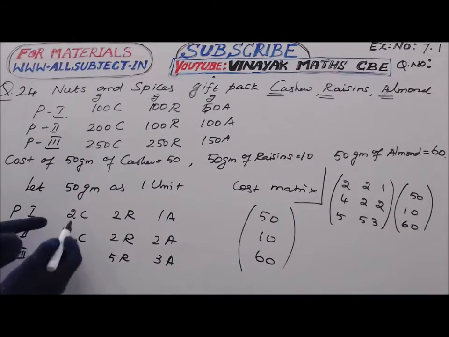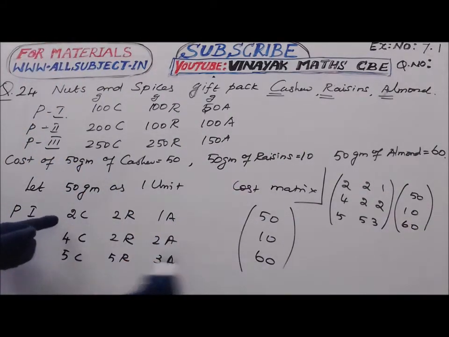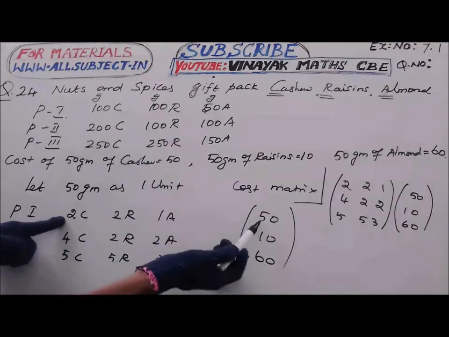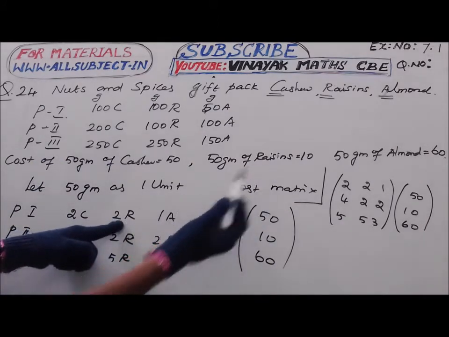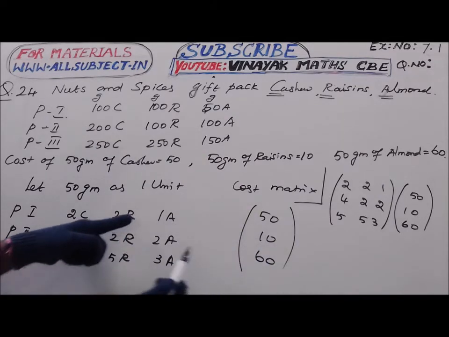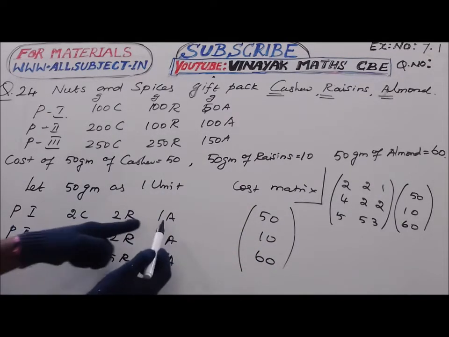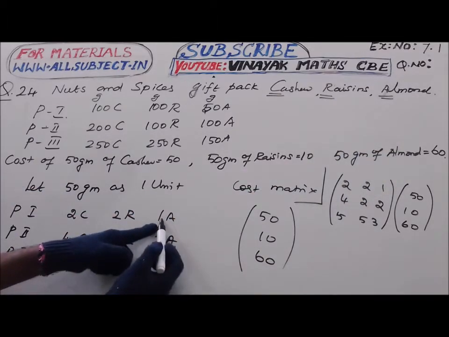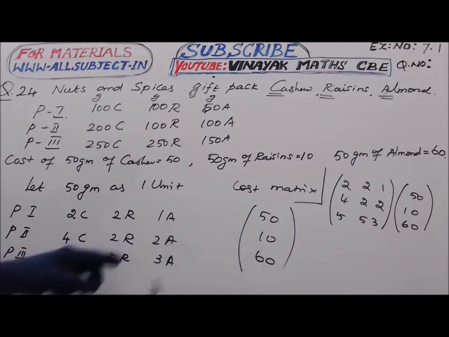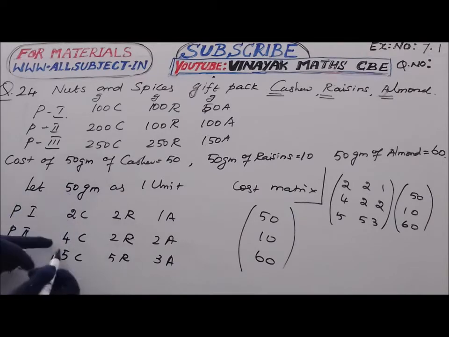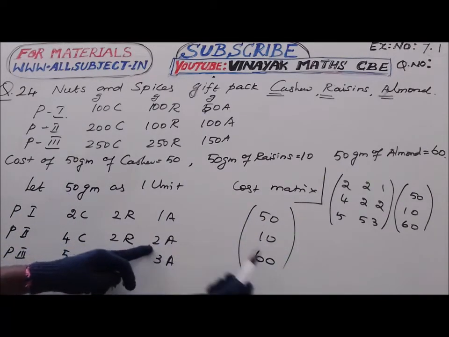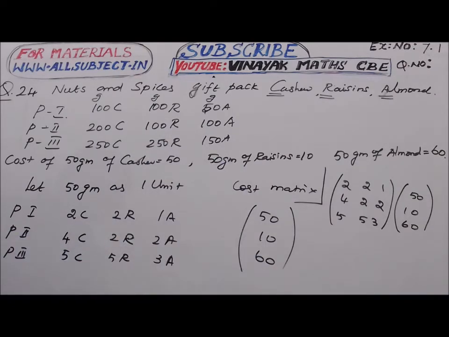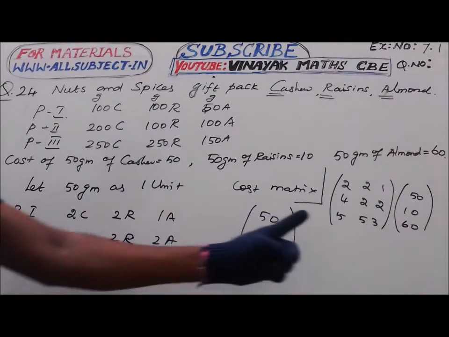Look here. When we multiply this row with the column, the cashew is multiplied with 50, the raisin is multiplied with 10, and 1 unit of almond is multiplied with 60. Then moving to the second row, cashew is rupees 50, raisin is rupees 10, and almond is rupees 60. Moving to the third row, it happens in a similar way. So we multiply these two matrices, written in matrix form.